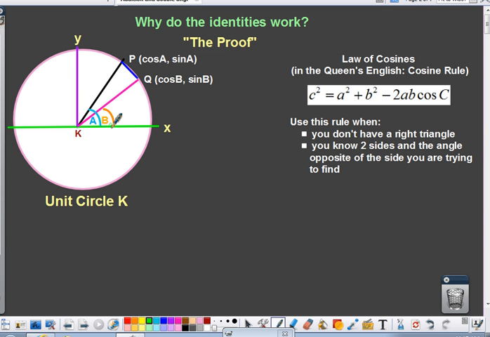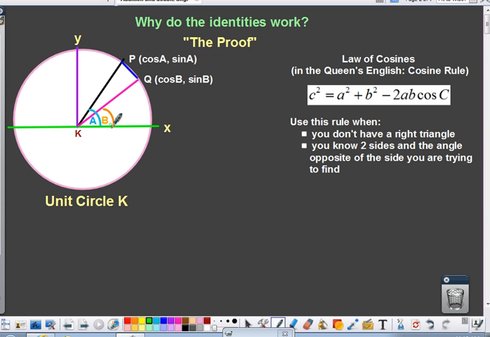So the basic idea with the law of cosines is if you don't have a right triangle, you can't use SOHCAHTOA, right? So you would use the law of cosines. But you can only use the law of cosines when you either know two sides and the angle opposite of the side that you're trying to find, or you know some other combination of the two factors that you need for this formula. Like you could know all three sides but not know the angle. So you need to have some knowledge of at least three components of this formula.